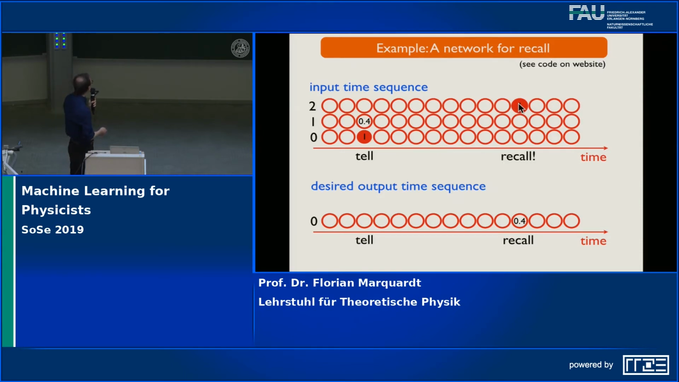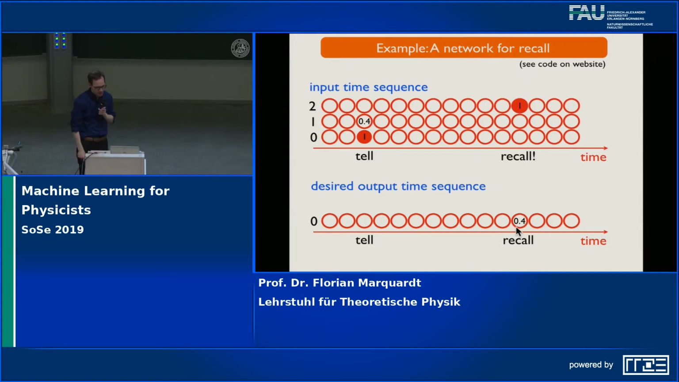Okay. And so now, what would be the desired output time sequence for this case? Because that's what we want to do. I'm telling you the function of these neurons, but it's not something that the network gets told. The network must figure this out on its own by looking at many examples. So here's the desired output time sequence for this particular input time sequence. Nothing happens most of the time, except at this particular point in time where we want the network to recall, and then the output should be 0.4. Maybe at other times the output should be 0, something that we decide.